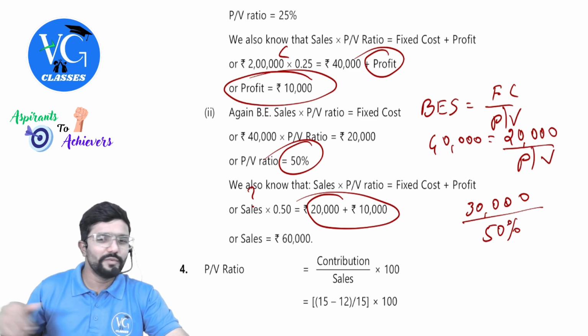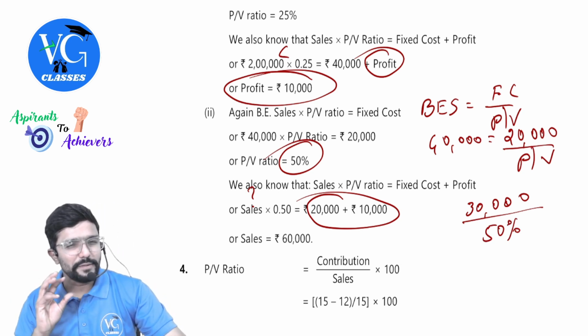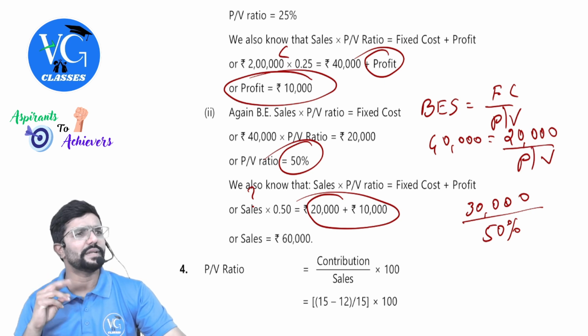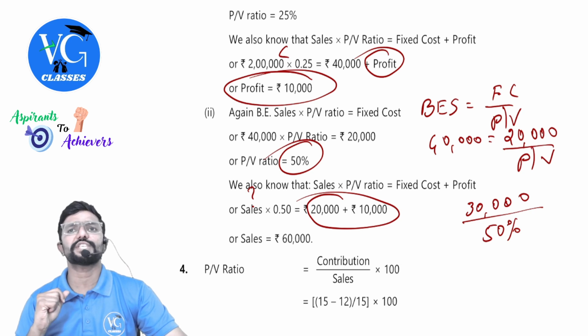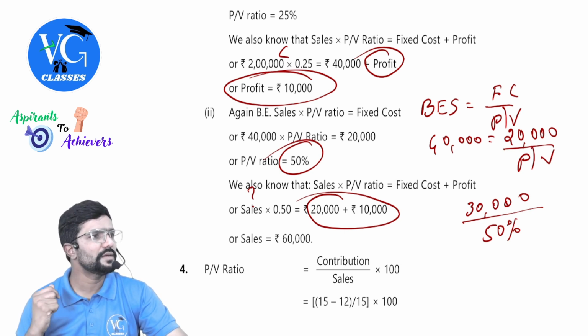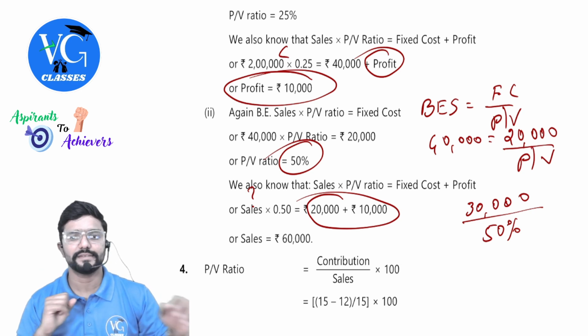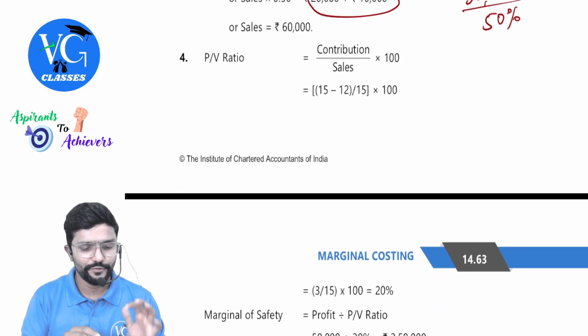How much is sales? 60,000. Better go with this, there might be a little confusion if you do it the other way. Simple: contribution in rupees divided by contribution in percentage, you will get sales. Okay, so the fourth one.